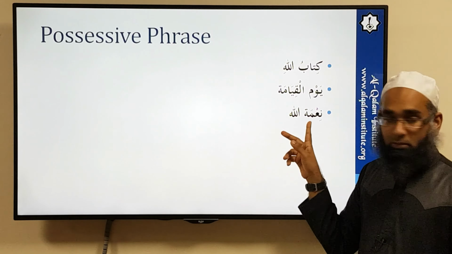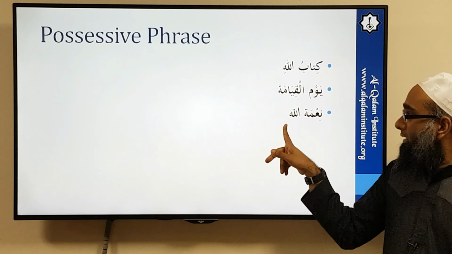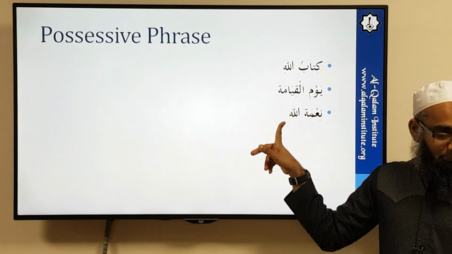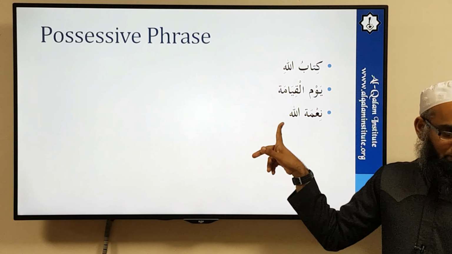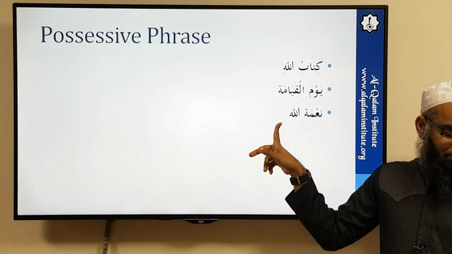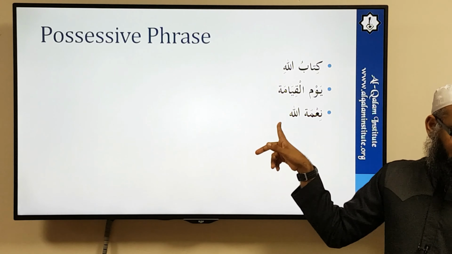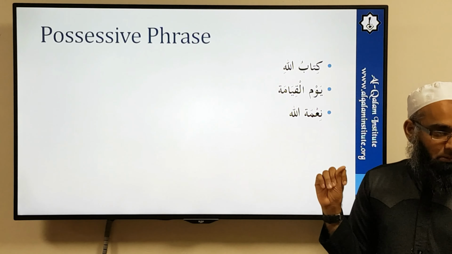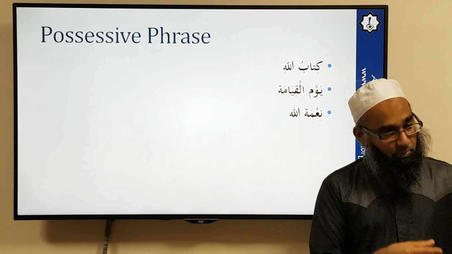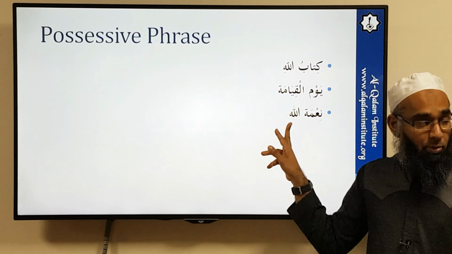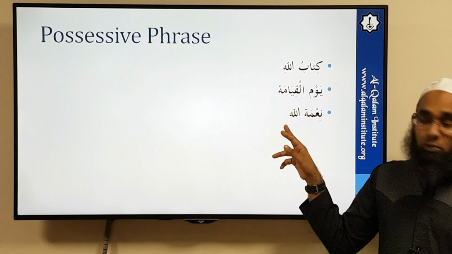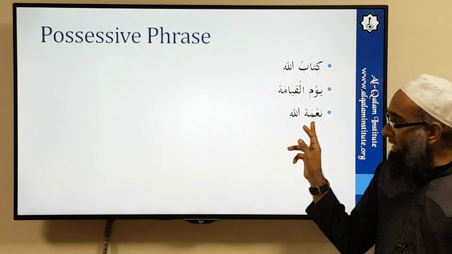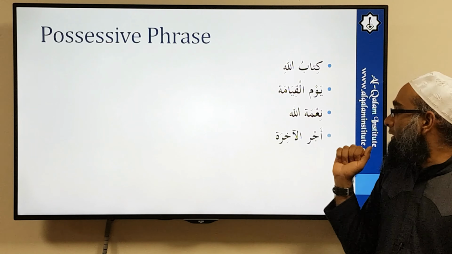This one. Ni'matullah. Why are you saying that? What state is it in? Majroor. Why is it majroor? Because it's becoming the mudaf ilayhi. It's becoming what? Mudaf, which is the thing you attribute to. So that thing you attribute to is always in what state? Ni'mah is attributed to Allah. You get it? So this is the ni'mah of Allah. The blessings of Allah. The gift of Allah. Next one.